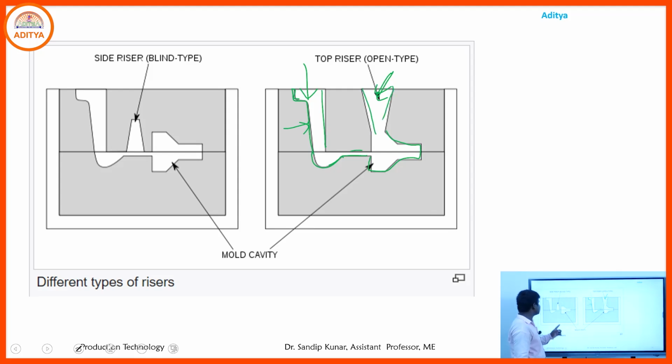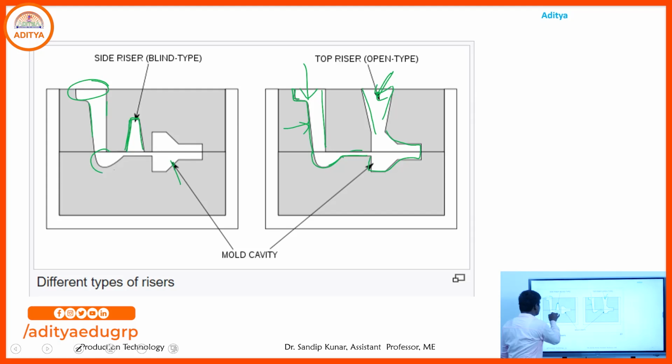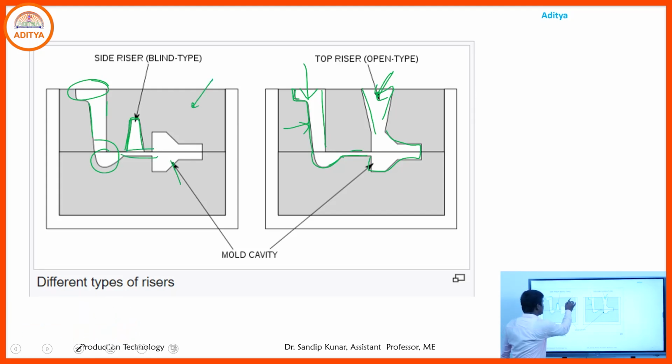Another is the side riser. The side riser is a blind type riser, meaning the upper part of that riser does not open to the atmosphere. Here the extra metal comes to the mold cavity. That is the mold cavity, that is the sprue, the upper part is the basin, that is the sprue well, and that is the runner. The upper part is the cope, and the lower part is the drag.